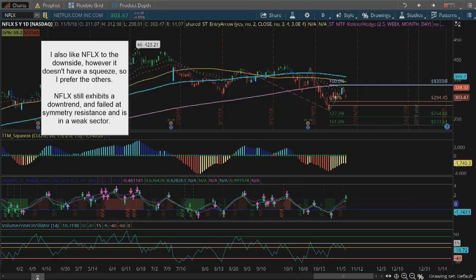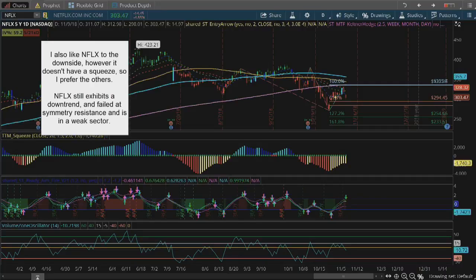Netflix also. Netflix had a switch. So for those of you who were in my last presentation where I was talking about the switch, this is where the switch happened in Netflix. We have a switch from an uptrend to what was then chop, but at this point, after our last earnings report, this is now a downtrend. It's a new downtrend, but it's still a downtrend.